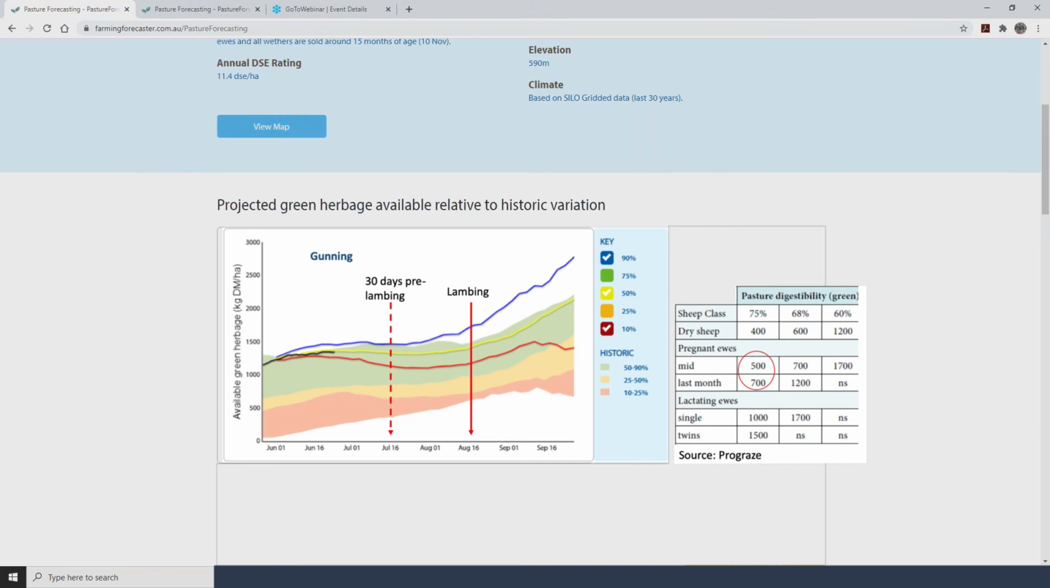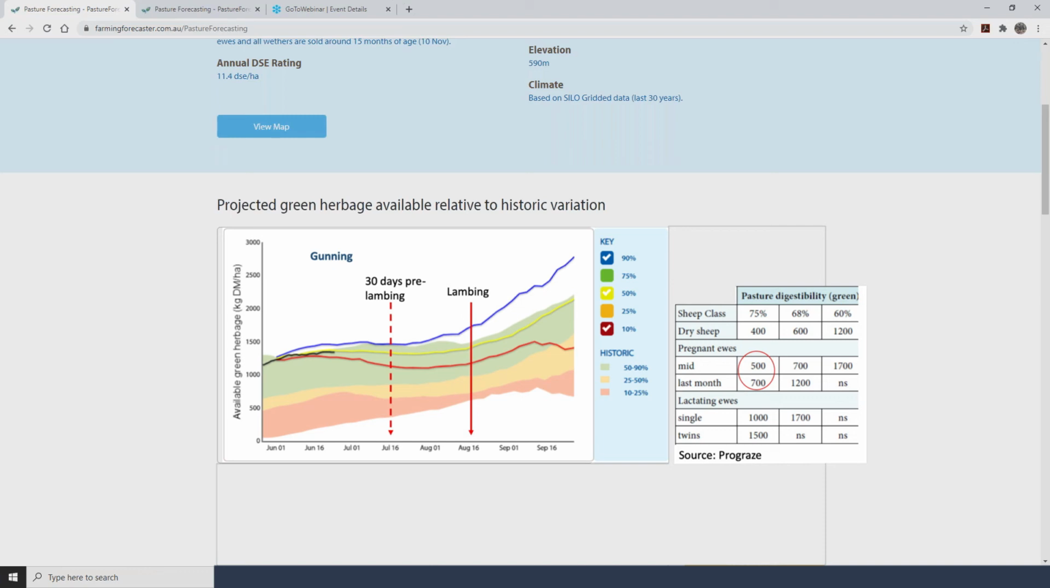In contrast, if we flick back to the Gunning pasture graph, we can see that the black tracking line for Gunning is sitting up around 1300 to 1400 kilos, which is well above the requirement for mid-pregnancy through here. So what this is indicating is that ewes on this sort of feed would be putting on significant condition, and one of the challenges in this scenario, which has been a bit of a case in the region, is preventing pregnant stock from getting too fat.